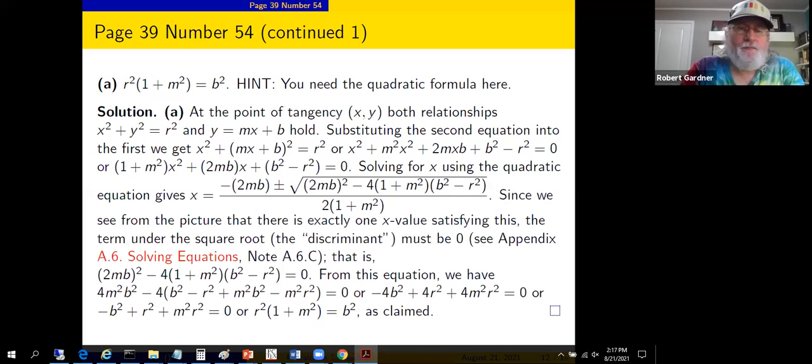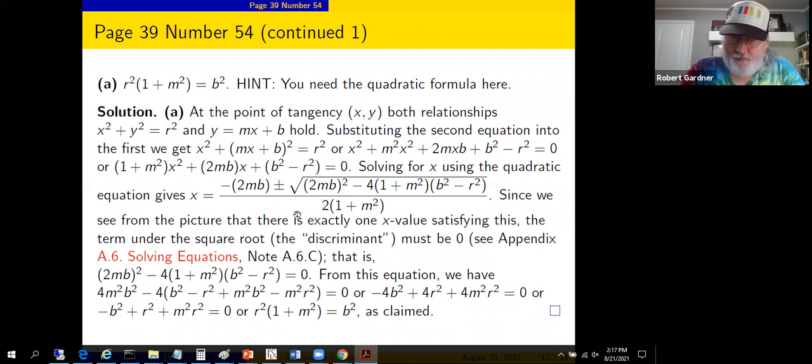In the picture, we saw there was exactly one x value satisfying this. There was only one point of tangency. A line can only be tangent to a circle at one point. Here, we're dealing with the x coordinate of the point of tangency. This better just give one x value.